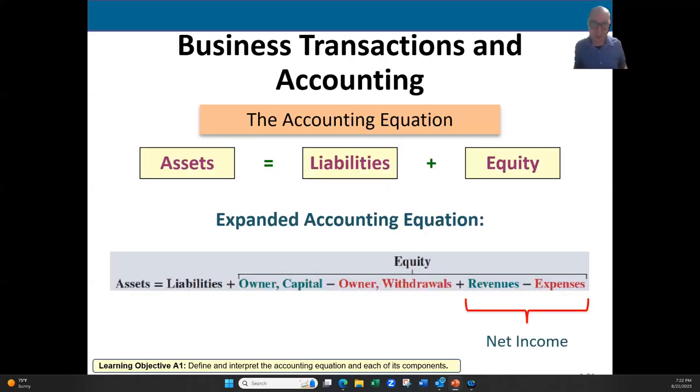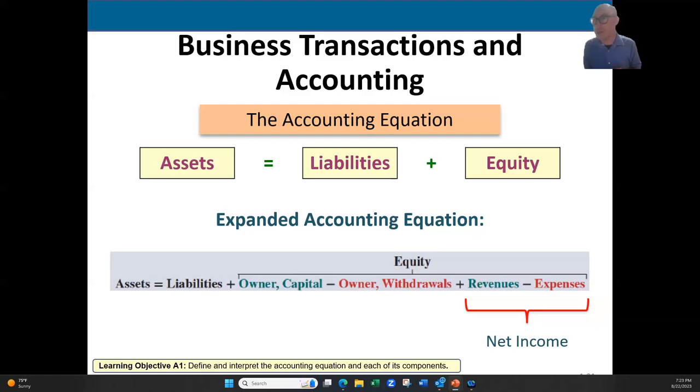So here we go. The accounting equation. Ta-da! I'm going to break down each part for you and make it as understandable as humanly possible. Okay? So here we go. The accounting equation is assets, which, in essence, is what the company owns. What belongs to us, the company. What belongs to us, it's what we own. Those are called assets.